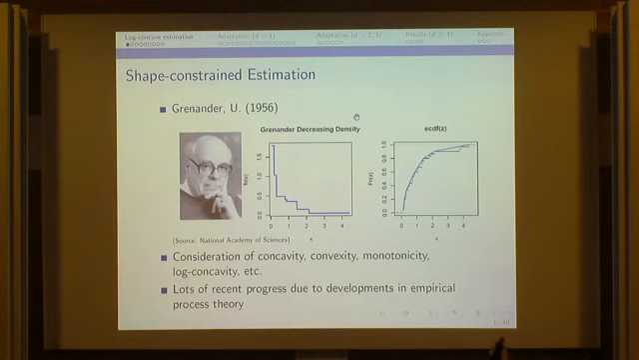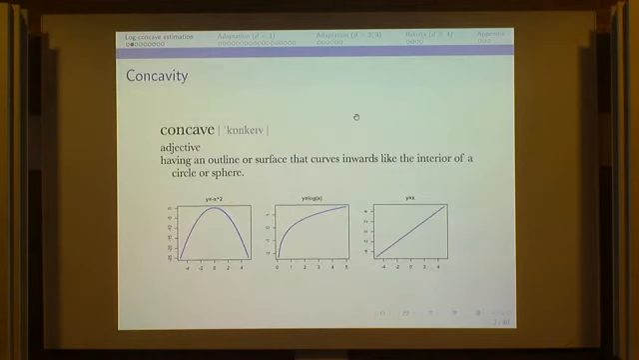Since then, people have considered many other types of shapes like concavity, convexity, monotonicity, log-concavity, and so on. And there has also been a lot of recent progress because of the development in empirical process theory. In this area, we want to take advantage of the shape in statistical estimation. So in this talk, I assume that the density is log-concave.